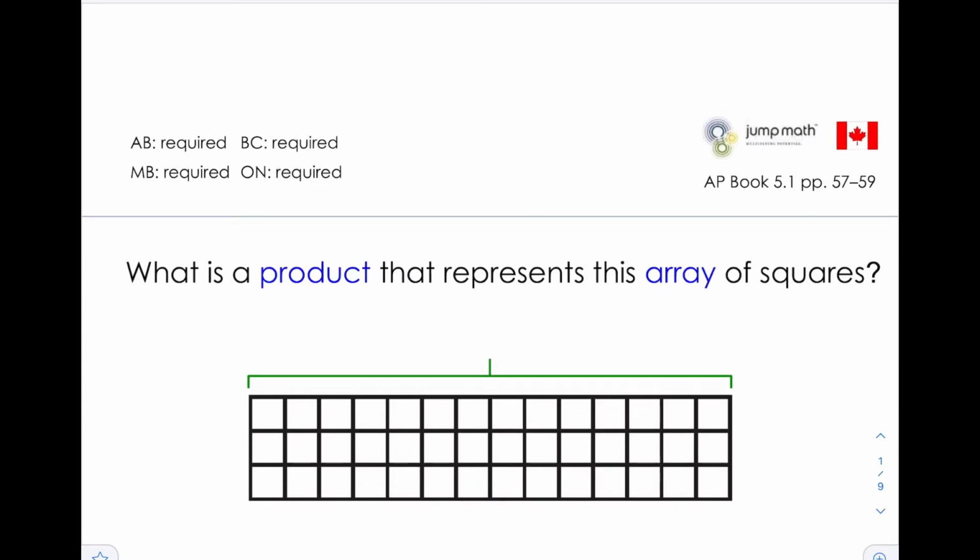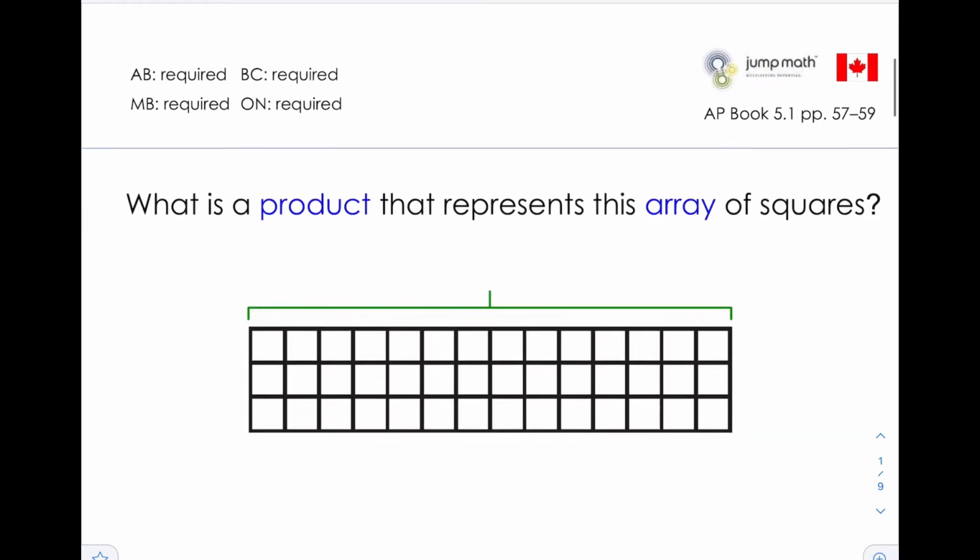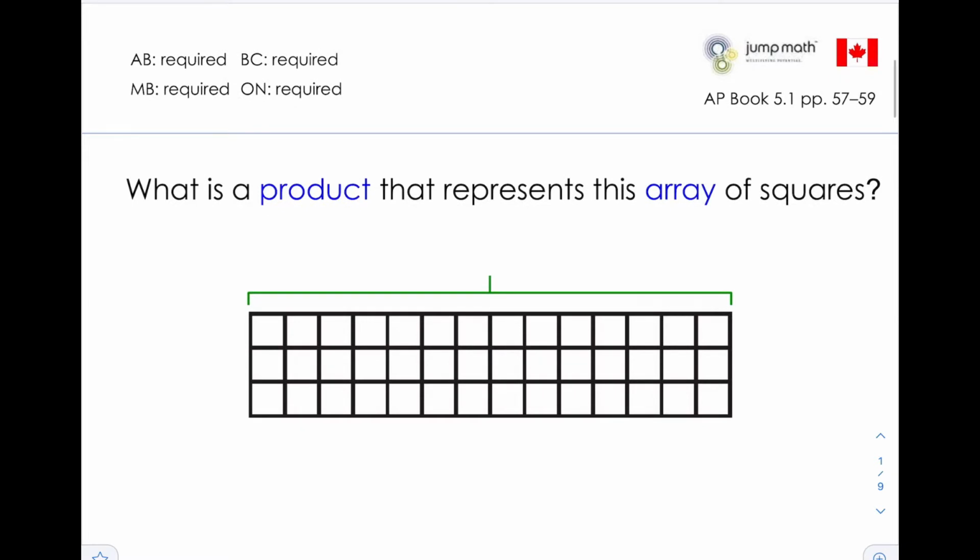So here we have an array. This is something you should recognize. This array has 3 rows and it has 14 columns. So 14 columns going vertically up and down. So this would be a multiplication of 3 times 14.